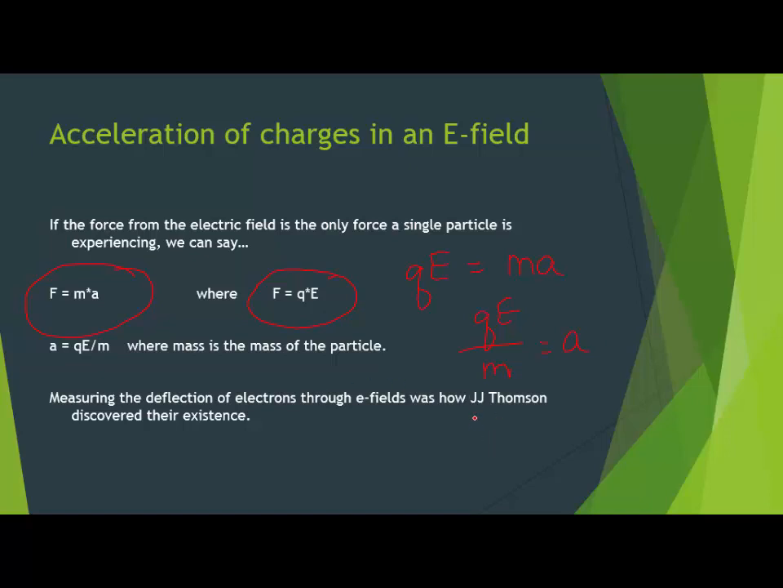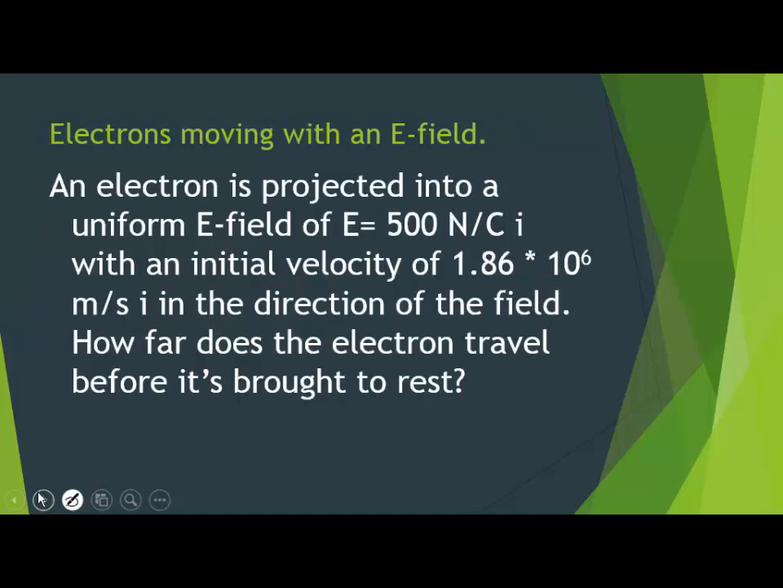So if you guys remember from chemistry, this guy, J.J. Thomson, discovered electrons by shooting atoms through an electric field and measuring how far they moved and what they did. All right, so here is an example.